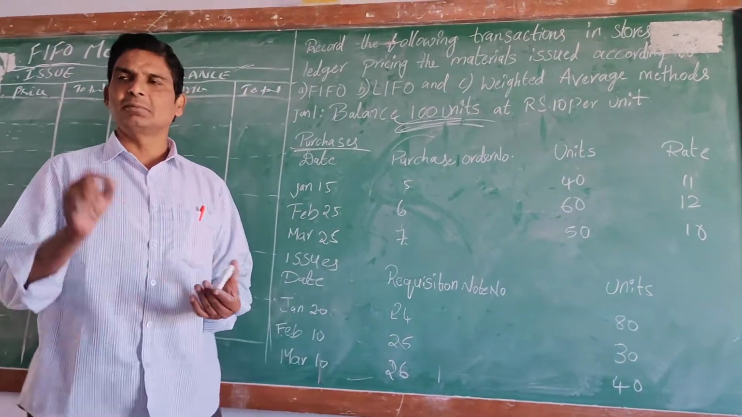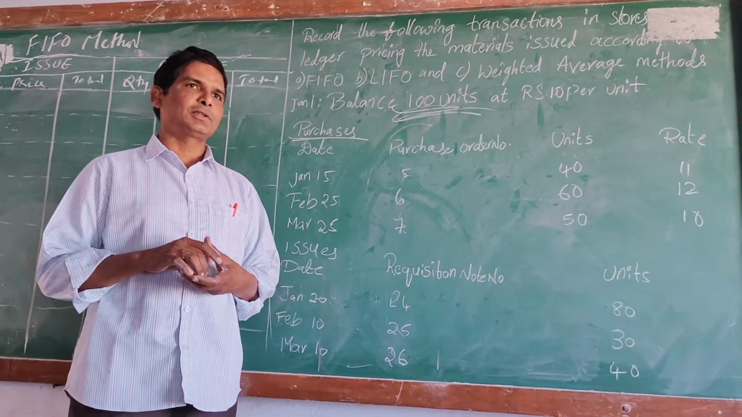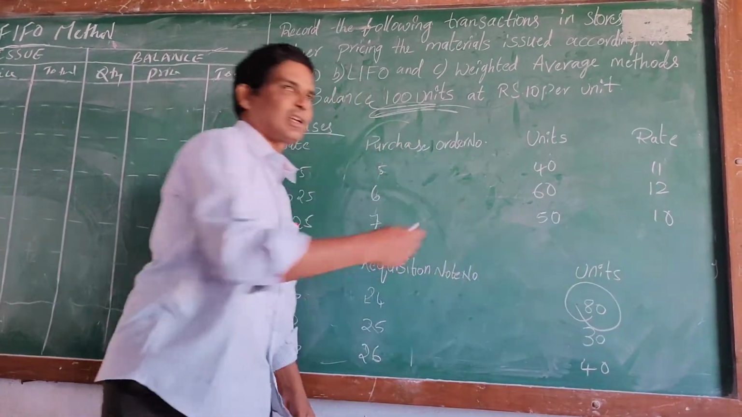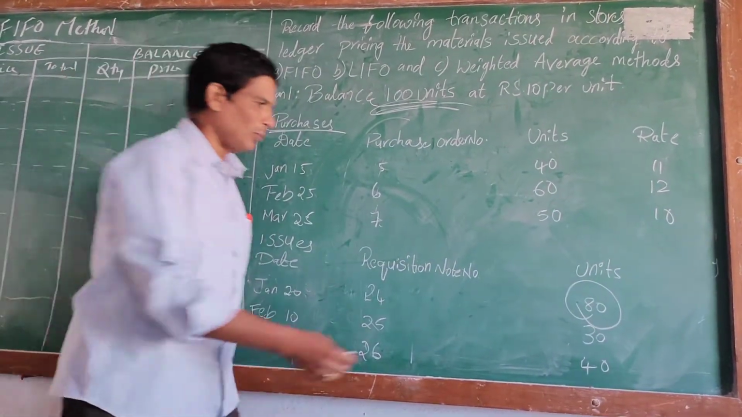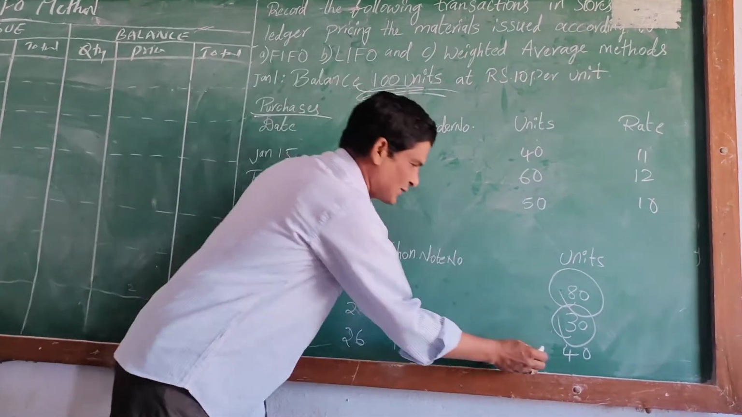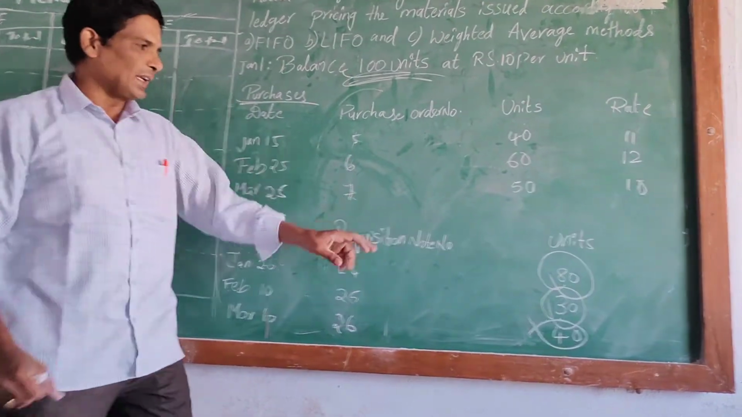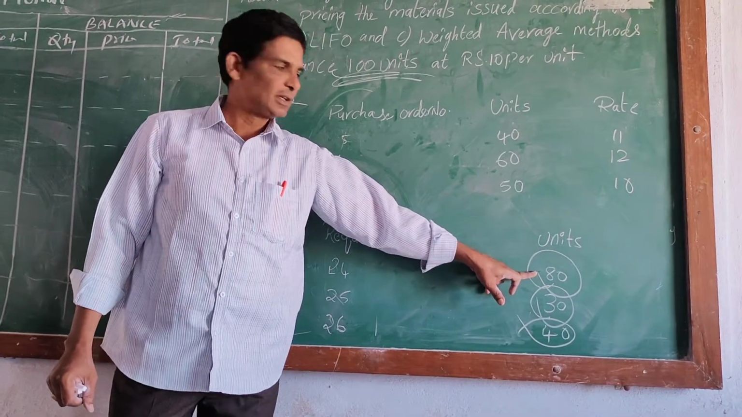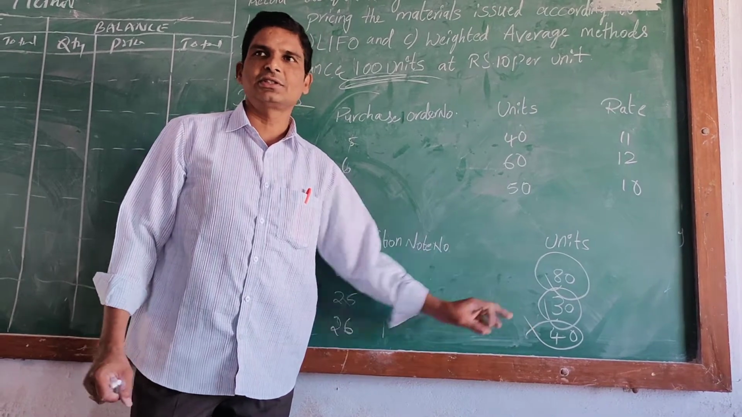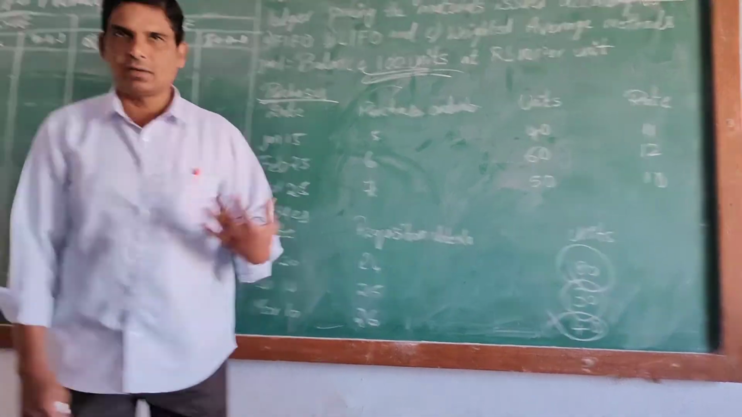Here there is only one simple logic to solve the problem: we only have to see at how much price these 80 units are issued, at how much price these 30 units are issued, at how much price these 40 units are issued. This is the only question. This is a simple problem.